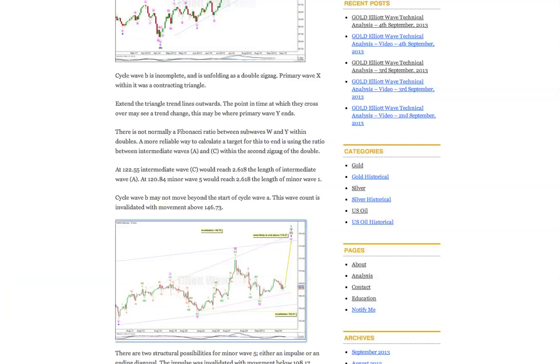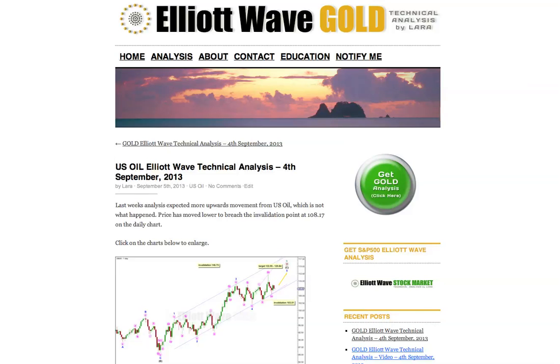Because the diagonal is expanding, I'd expect the fifth wave to be time-consuming. It may take a few more days yet, maybe more than a week or so. And then again, we'll have to look at the possibility again of a big trend change for oil.